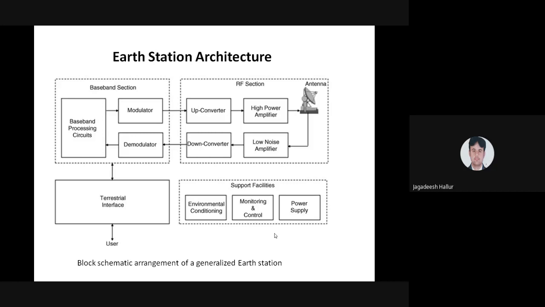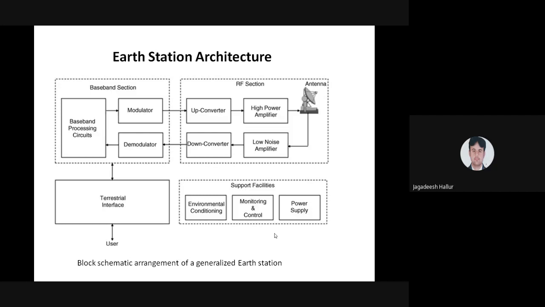The function of the down converter is to decrease the signal frequency to get the original signal back. That is given to the demodulator, and the original signal is received at the receiver end. To do all these functions, we require two blocks: one is the baseband section, one is the RF section.